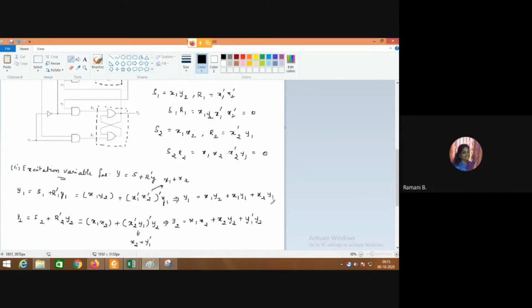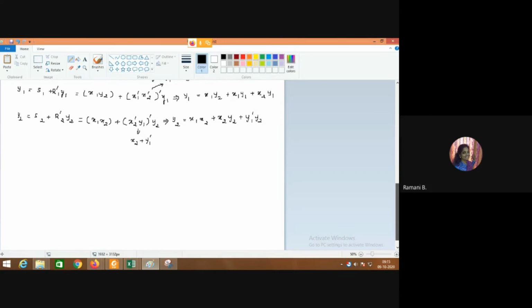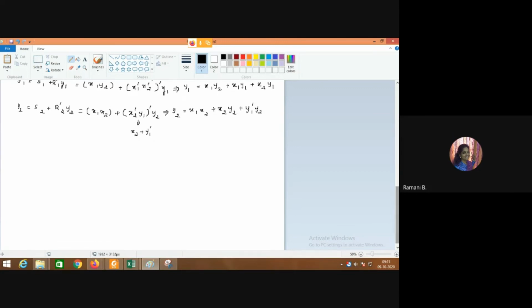Okay? Now we need to do the same thing, that is draw the map for capital Y1 and Y2 and then combine both to get the transition table. Here you have two excitation variables and two secondary variables, so you will have a 4x4 map.